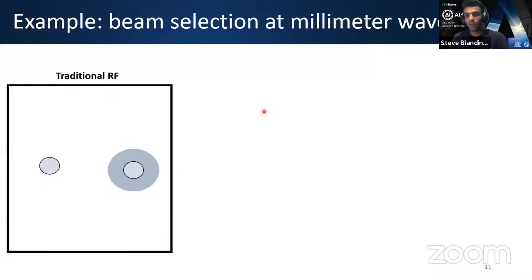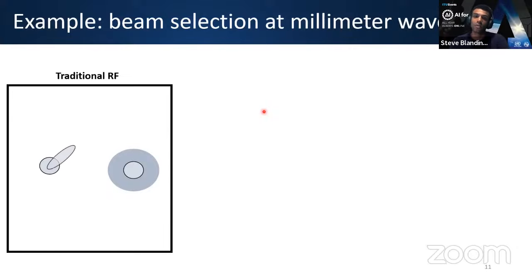I have a simple example on this, and I'm using the beam selection at millimeter wave because I know that it has been a very relevant topic in the ITU ML in 5G challenge. So I think the audience may be familiar with that. The beam selection problem is about trying to align the beam between transmitter and receiver. As you know, at millimeter wave, we use large antenna arrays, and large antenna arrays are actually producing small beams. So if transmitter and receiver need to communicate, their beams need to be synchronized.